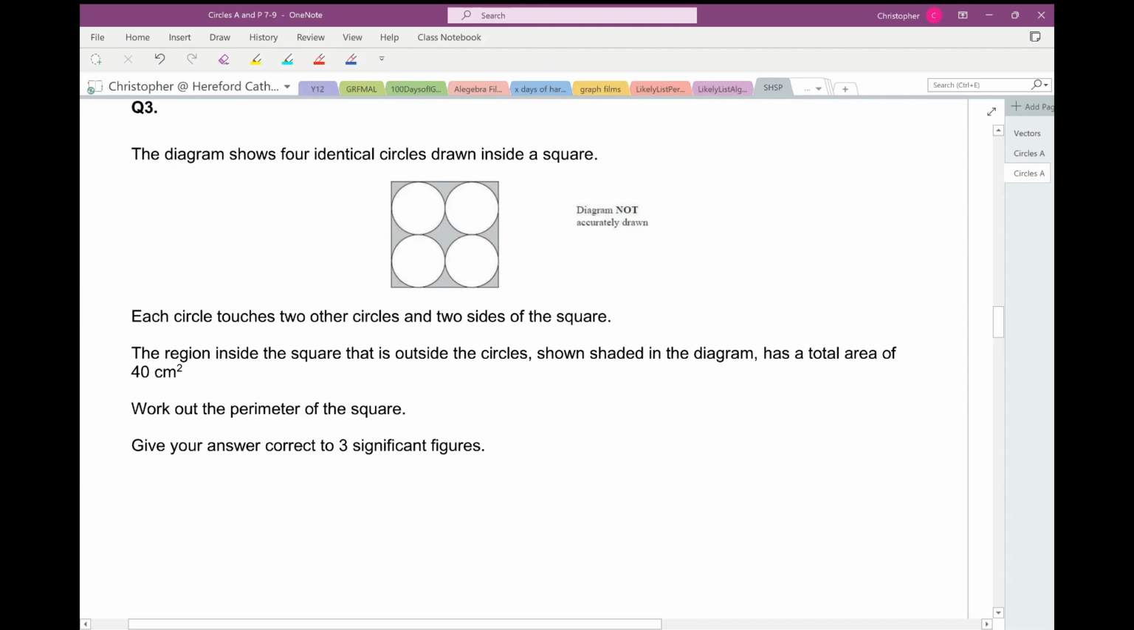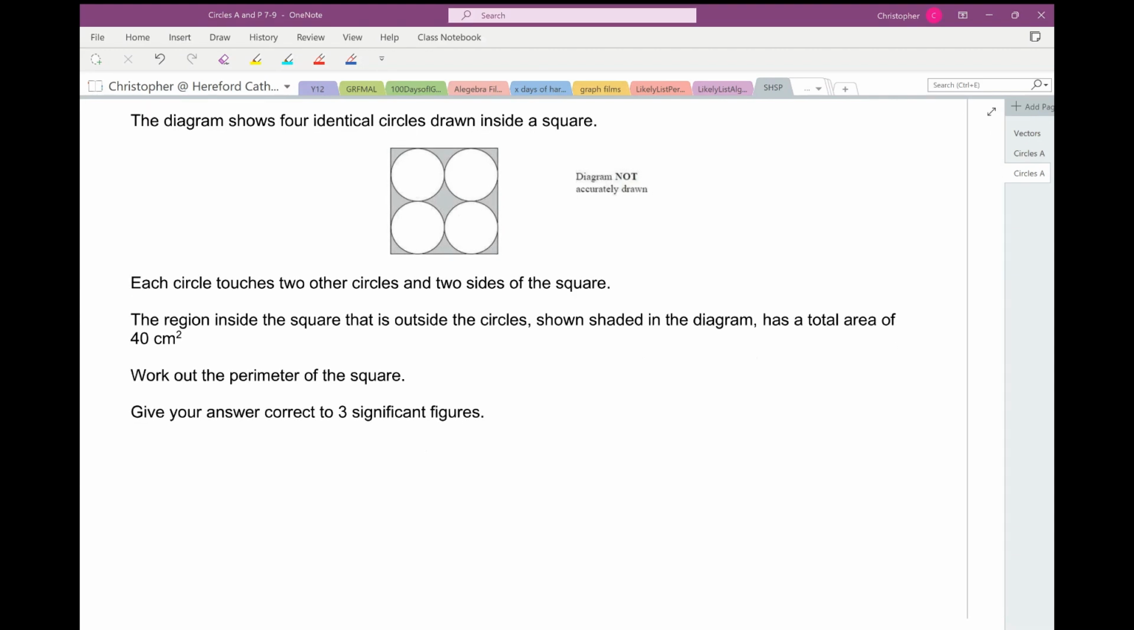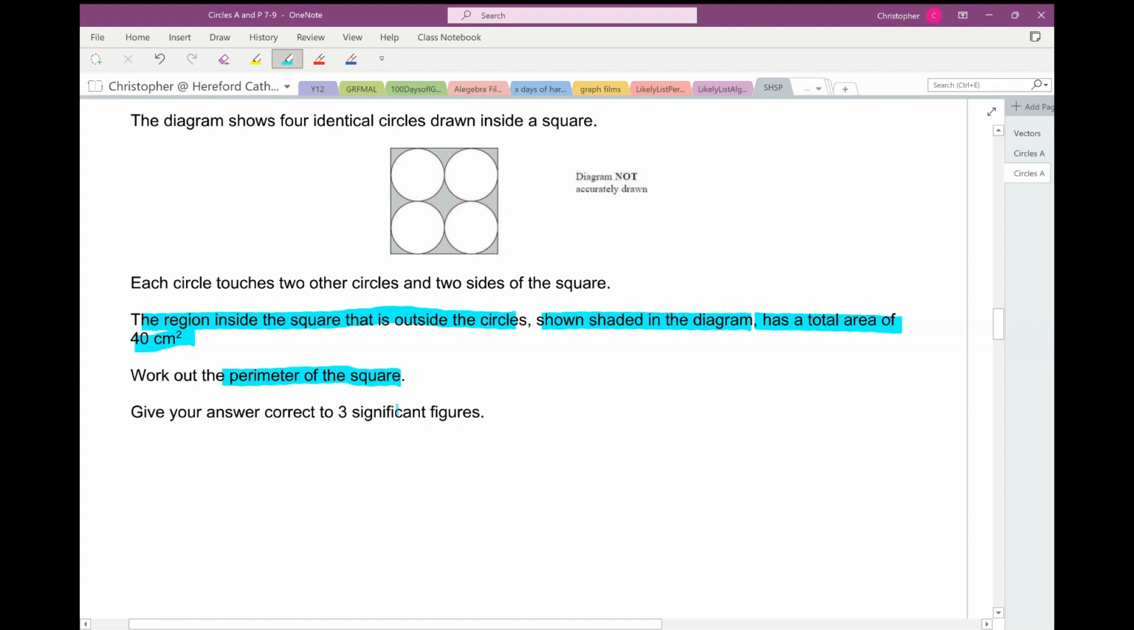Question 3. Right, the diagram shows 4 identical circles. Yes, it does. Drawn inside a square. Yes. Each circle touches the other 2 circles and the 2 sides of the square, just like it's drawn in the diagram. The region inside the square that is outside the circles, the shaded region, has a total area of 40. Work out the perimeter of the square. Give your answer correct to 3 significant figures.